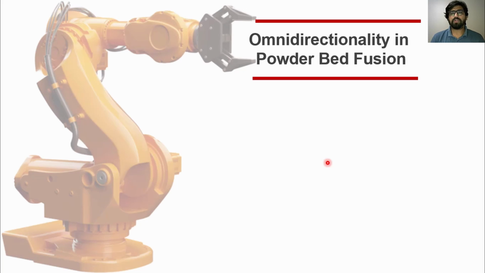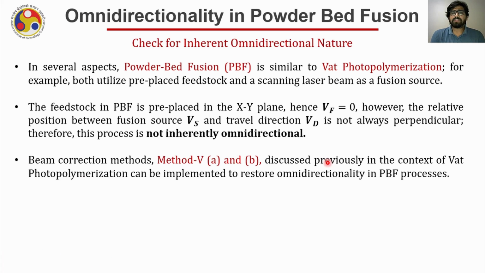Let us now discuss the omnidirectionality in powder bed fusion. In several aspects, powder bed fusion is very similar to wet photopolymerization. For example, both utilize pre-placed feedstock. In wet photopolymerization, you pre-place the liquid material. Here you pre-place the powder material, and then a laser beam is used to scan the desired region. As the material is pre-placed, of course in this case VF will be 0. Hence we need to be worried only about VS and VD. And if VS and VD are not always perpendicular, the process is not going to be inherently omnidirectional.